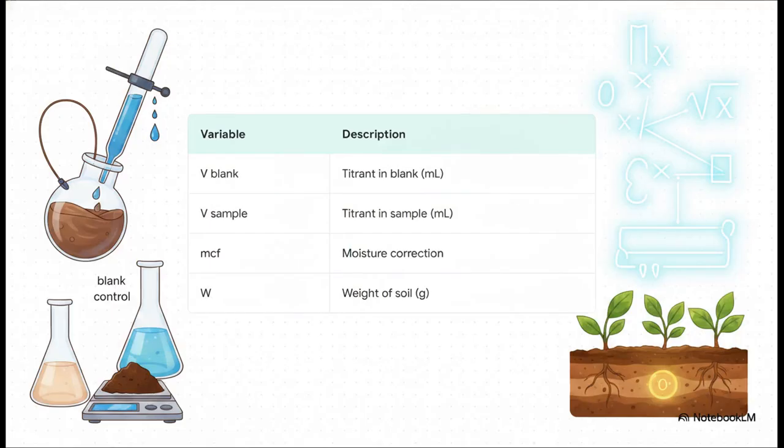Once the titration is done, the benchwork stops and the math starts. We take the variables from our experiment, the volume of titrant used for our sample, the volume for our blank control, the exact weight of the soil, and a moisture correction factor, and plug them all into a standard formula. This calculates the exact, precise percentage of organic carbon sitting in that soil sample.